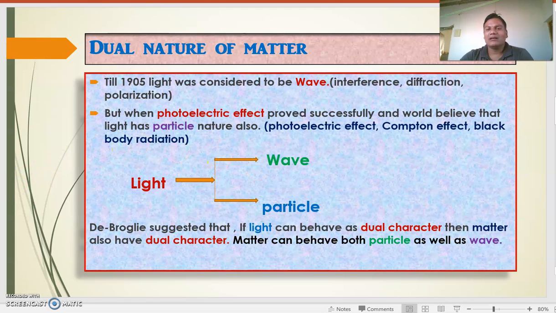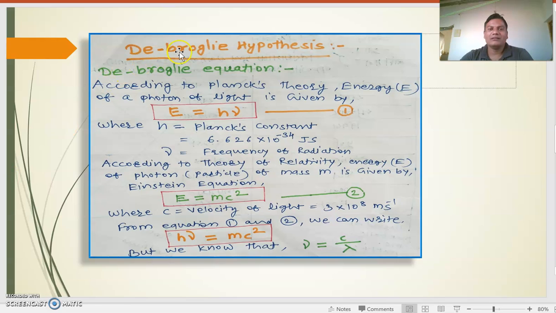For your syllabus there is a derivation given by de Broglie. We will see how he derived the equation, that is de Broglie's hypothesis. In that we have to consider de Broglie's equation. According to Planck's theory, which we have seen in the former slide, the energy of a photon of light is given by E is equal to h nu. This famous equation is known as Planck's equation, where h is Planck's constant. Its value is 6.626 into 10 raised to minus 34, and nu is the frequency of radiation.